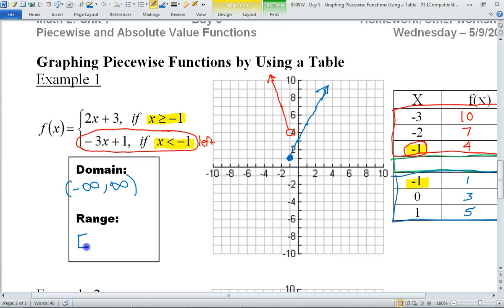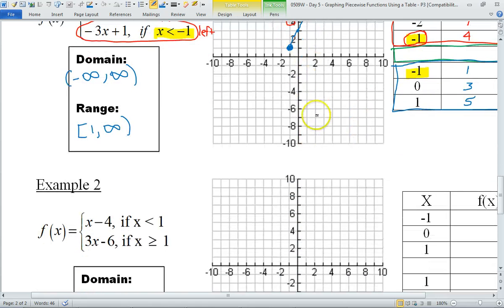Yeah. And wait, why does it have Oh, because see how this is a filled-in circle at the +1? That means that's included in the set. If this had been an open circle down here, I would have to make it round, correct? All right, so that's example 1. Let's do example 2 now.